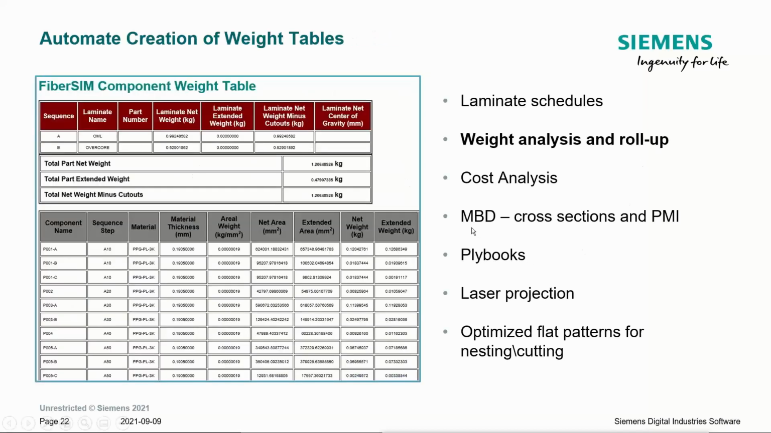Went ahead and made a weight roll-up as well, so we understand the area of each of the flat patterns. We can roll those areas up, and based upon the areal weight you put in your database for your material, we can calculate your total net part weight. I did not run all the plies for the overcore, so some of the overcore information is incomplete, but for the OML, the weight should be accurate. We can also do cost analysis by using the cost per area that you have defined as well.